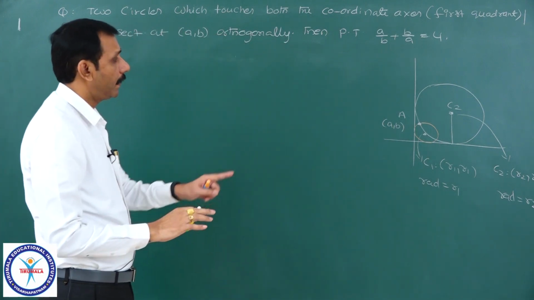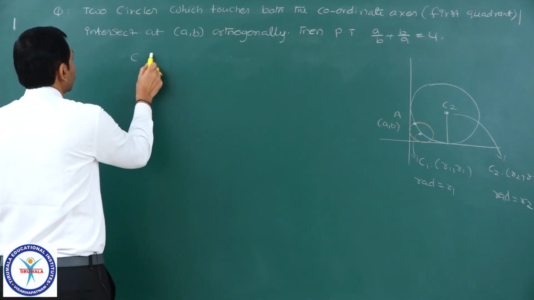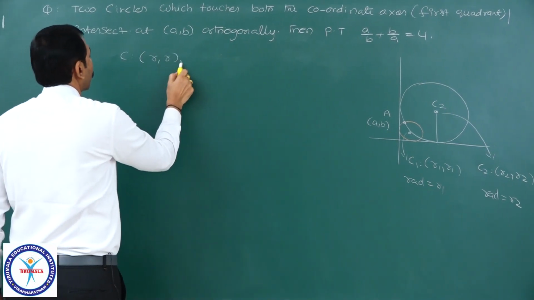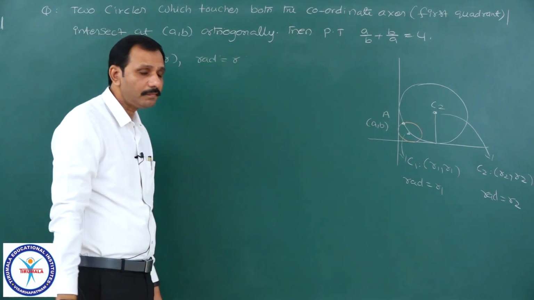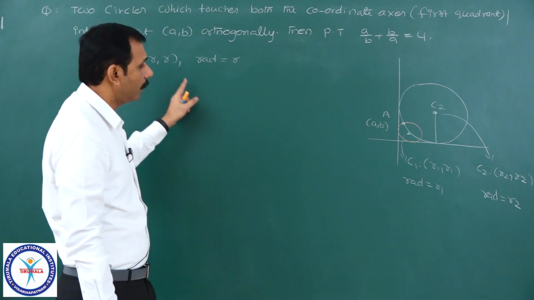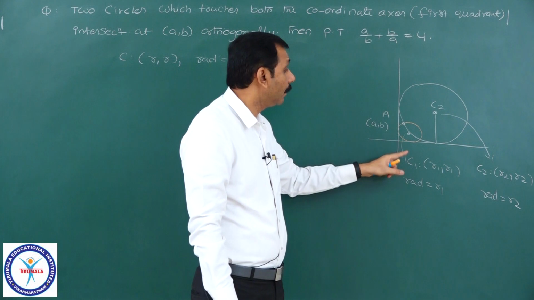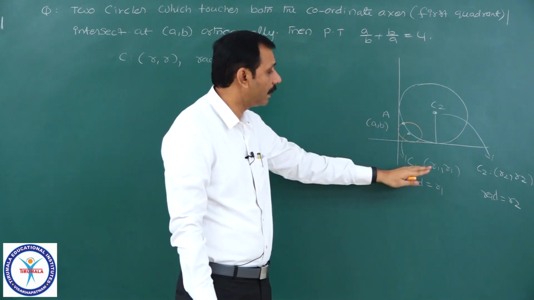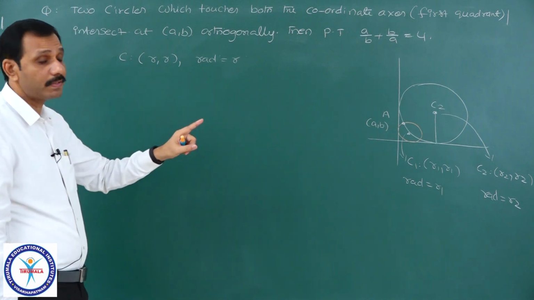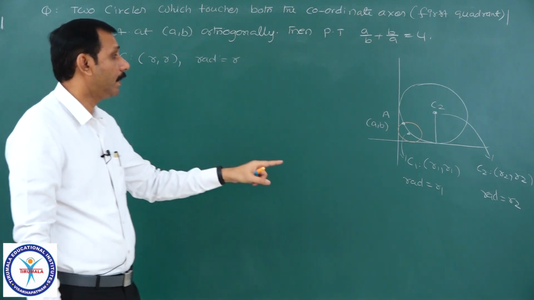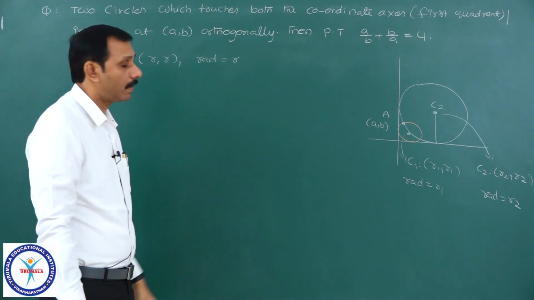In general, if I take any circle touching both the coordinate axes, the center is of the form r comma r and the radius is nothing but r. Of course, for two different values of r, I will get r1 and r2. Those are for these two circles. We will take them whenever required. I have taken a general circle which touches both the coordinate axes. The center is of the form r comma r and radius equal to r.